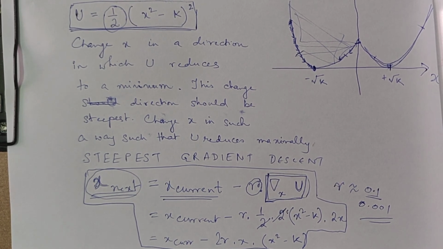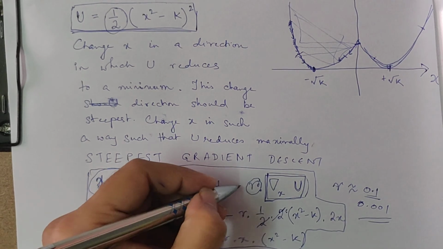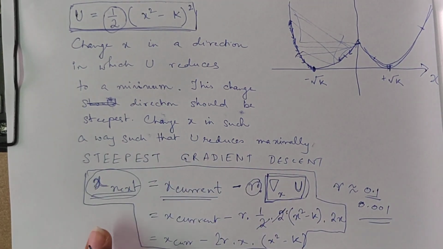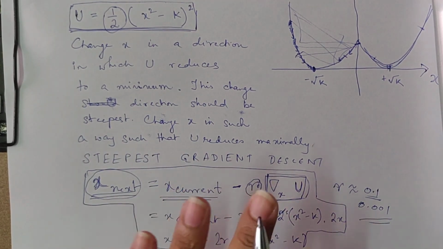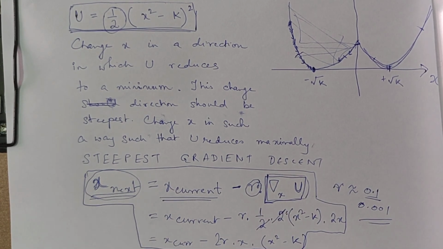Now I will give you one more question. I think it has come across your mind. Why did I put a minus sign here? Why is x next x current minus the gradient? Why is it not plus the gradient? Because it is a minimization problem.